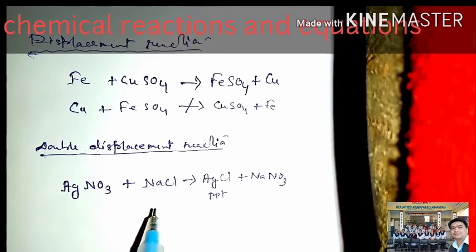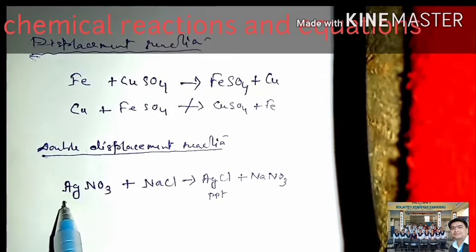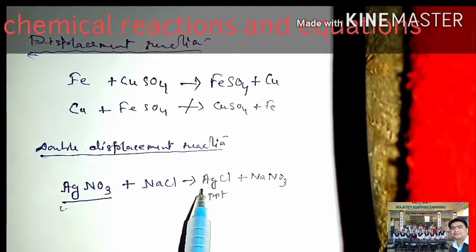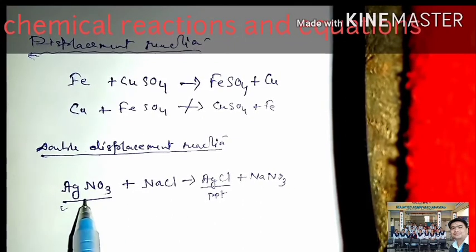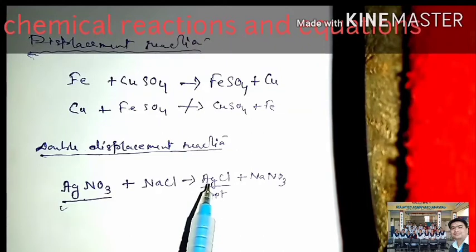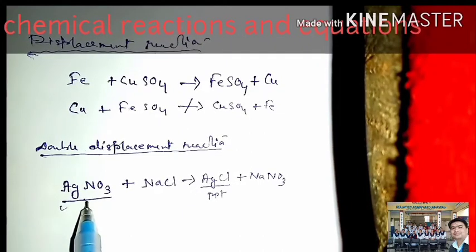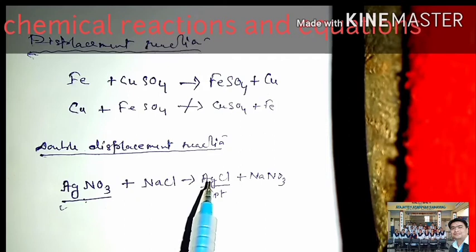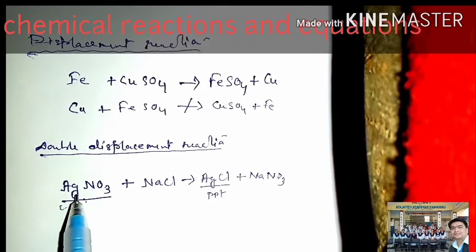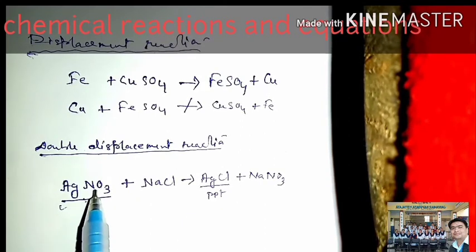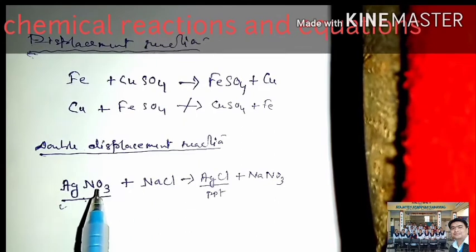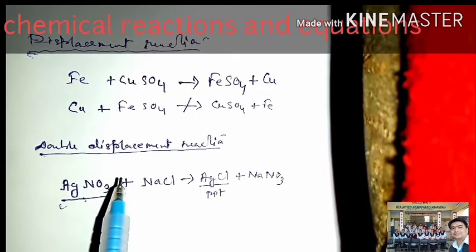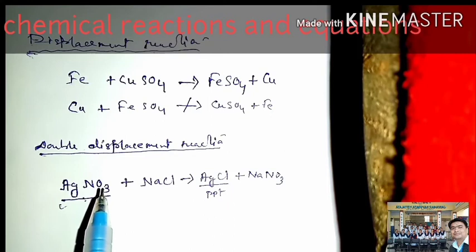Okay, let us look at this reaction carefully. See here, this is silver nitrate and this is silver chloride. So compare these two, the changes: silver nitrate changes to silver chloride. So what happens here, the silver remains the same, and the position of nitrate is occupied by chloride. So we can say that the nitrate is displaced by chloride.